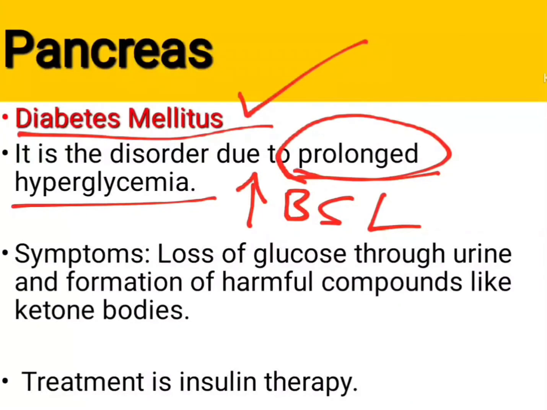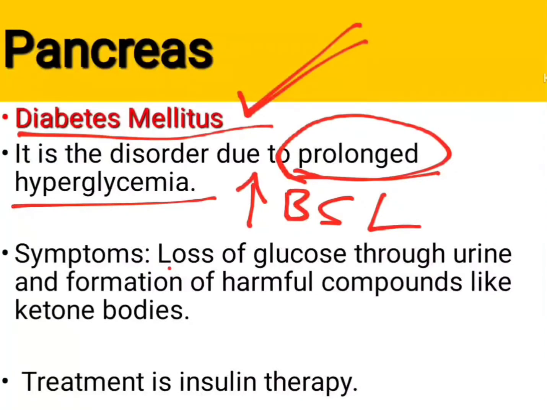There are two types of diabetes: type 1 and type 2. That we are not going to discuss here. So here you just have to remember that the disease caused is diabetes mellitus, due to hyperglycemia, due to excess glucose in the blood, or due to insufficient or deficient insulin.